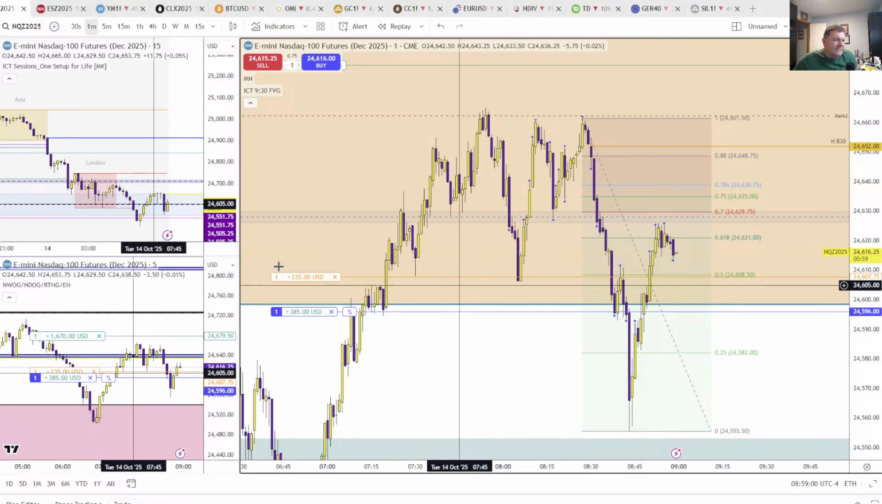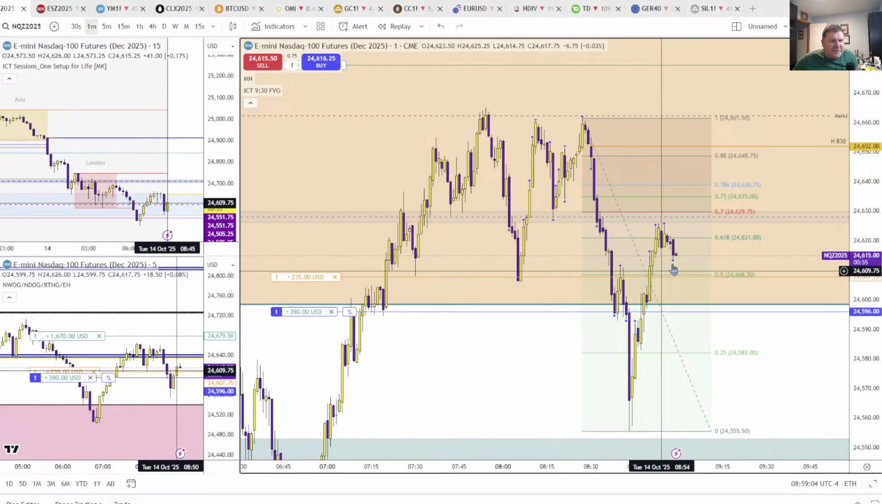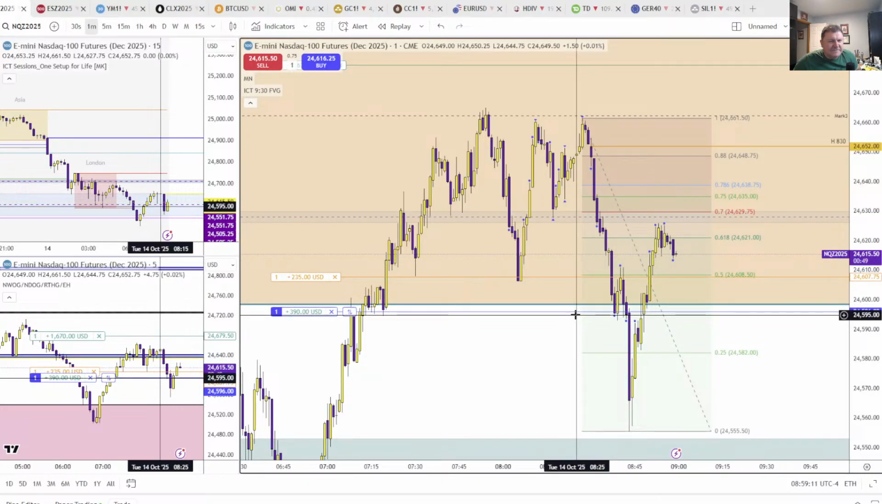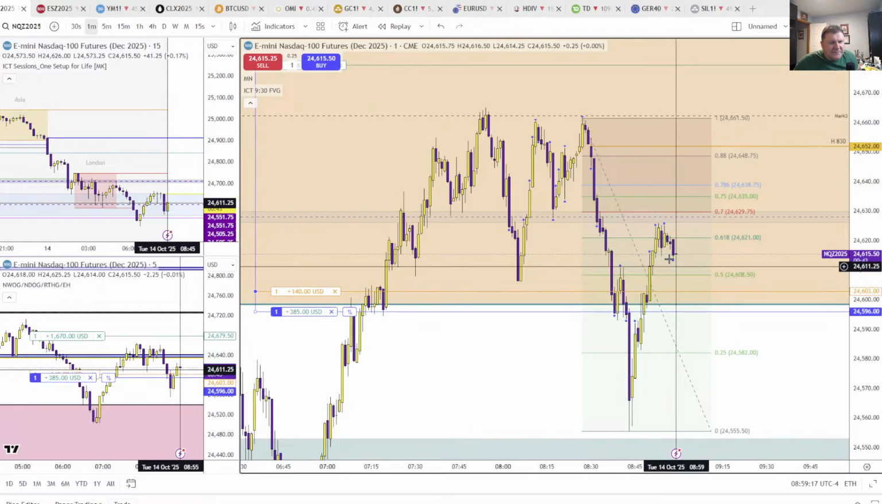I'll just leave it. I'm just below the 50%, so if we do come down, chances are we can retag this, take me out, and then go higher. So it should be really sitting right here, just below that level there.